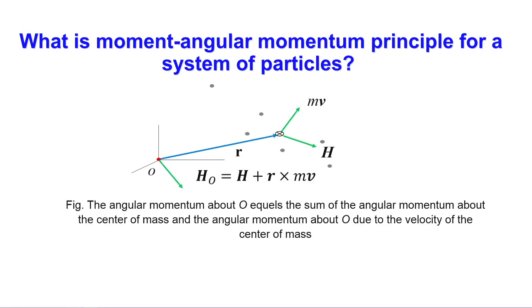H_0, as I have already explained, the total momentum about O, equals two parts. The first part is for the particles about the center of mass, and the second part is the momentum of the center of mass about O. So this we have already explained.